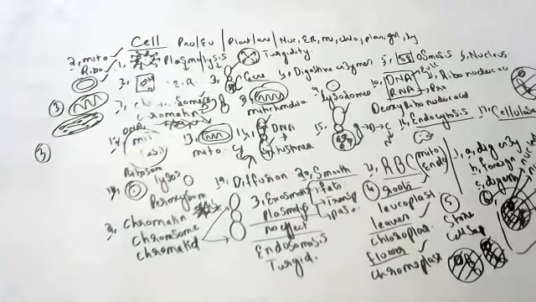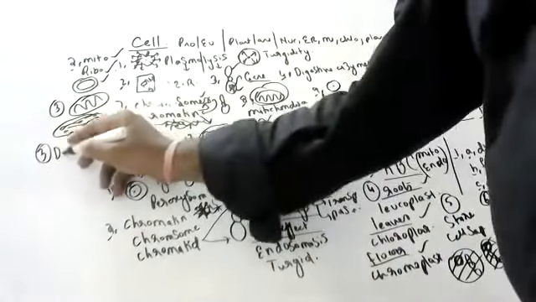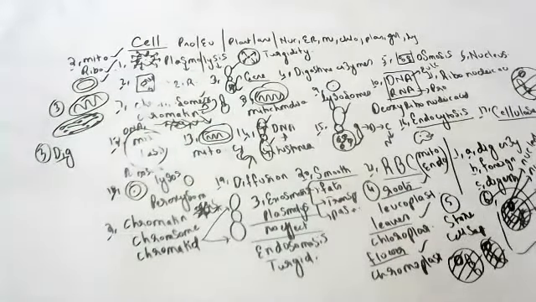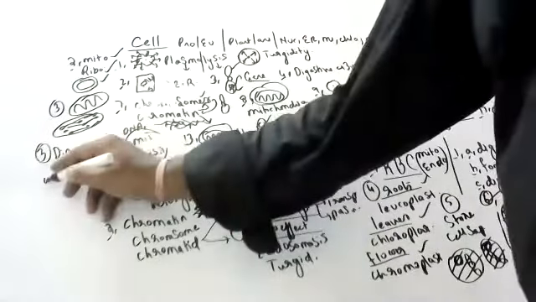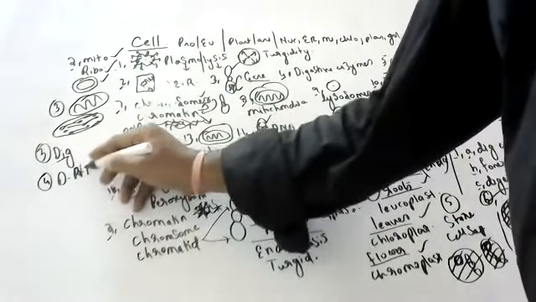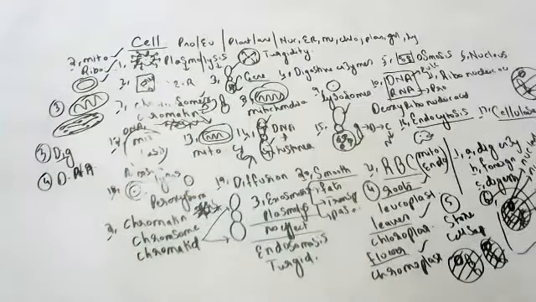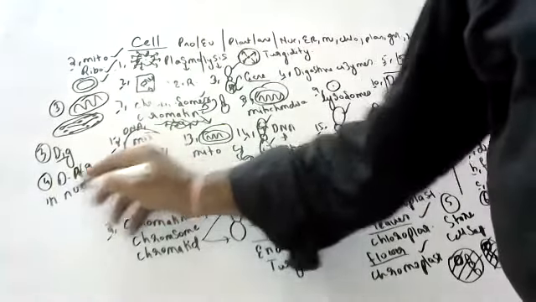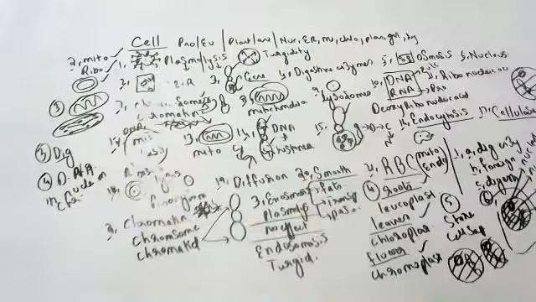What type of enzymes are present in lysosomes? Powerful digestive enzymes. Okay, children, expand DNA. What is the full form of DNA? Deoxyribonucleic acid. In which part of the cell is it found? Chromosomes, in the nucleus.